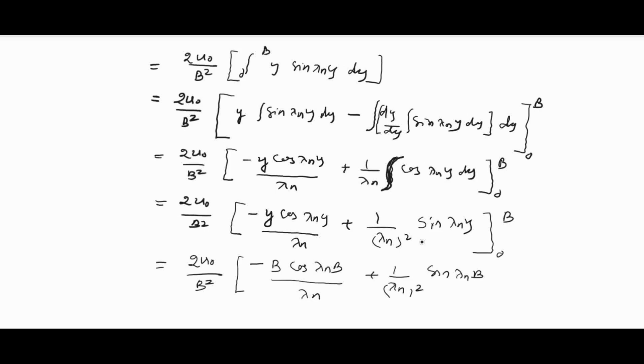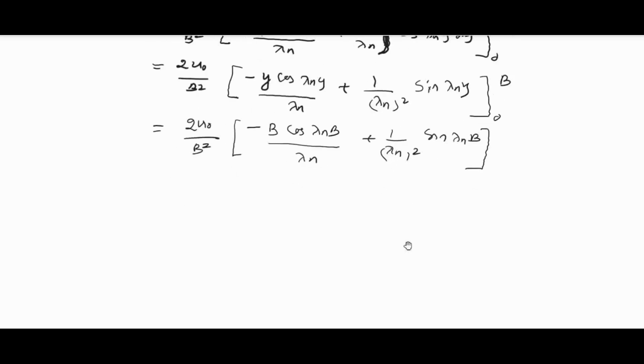Now when we put 0, all the terms will become 0, because 0 into anything is 0 here, and sin 0 is 0. So we will write this much. Now from equation number 9, λ_n b is equal to n pi. Now sin(n pi) is equal to 0, so this term will be neglected. Here cos(λ_n b) means cos(n pi), and λ_n is equal to n pi by b. So b will come here, it will become b squared, and down we will get n pi.